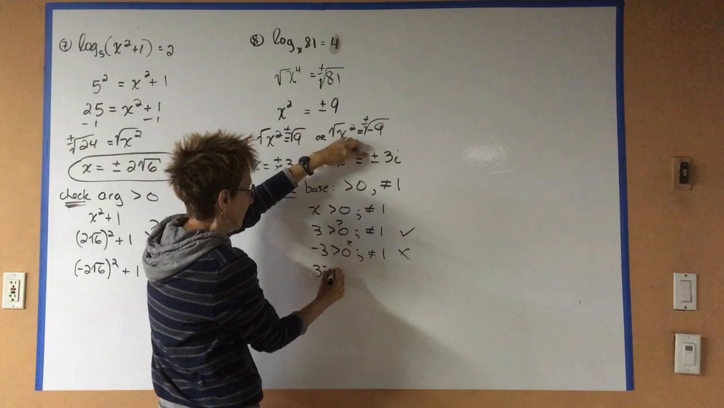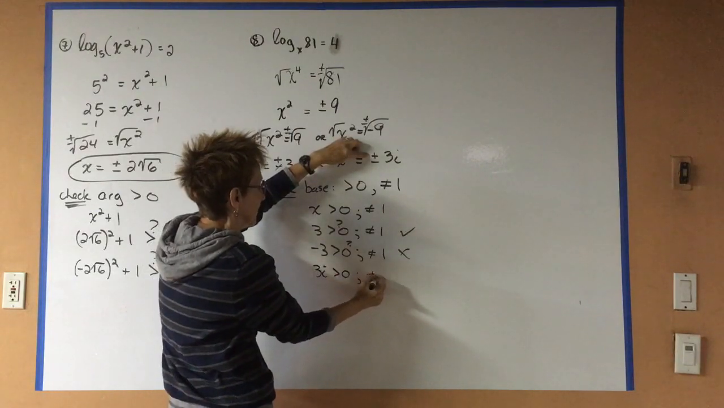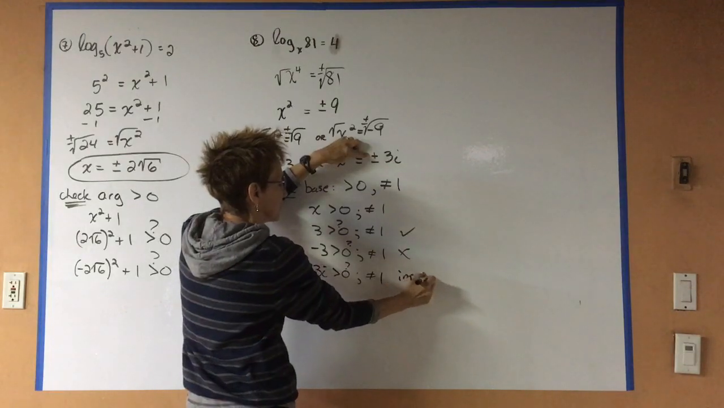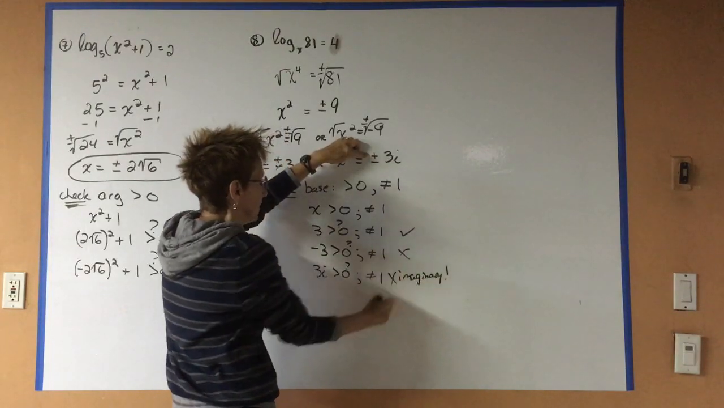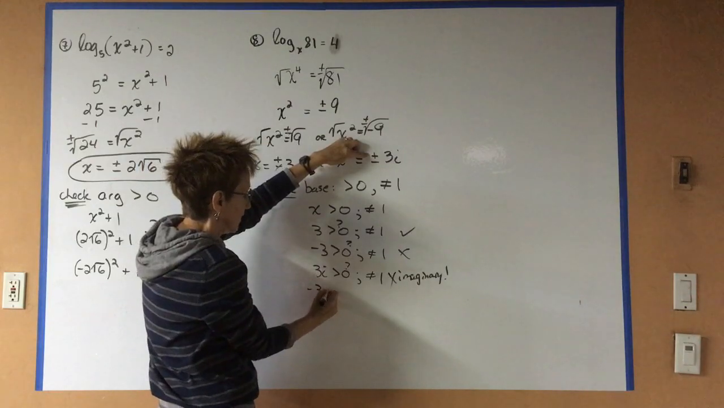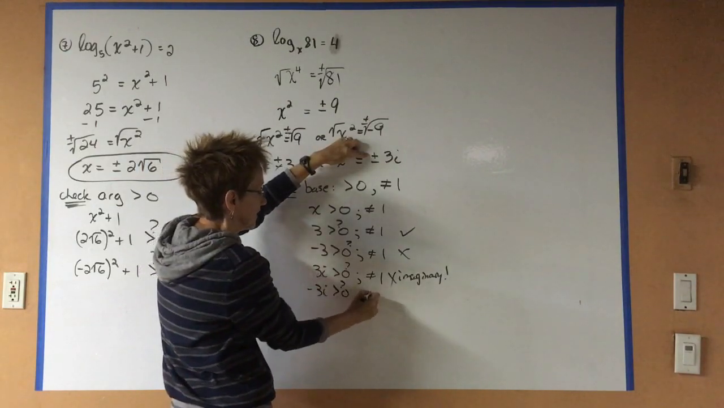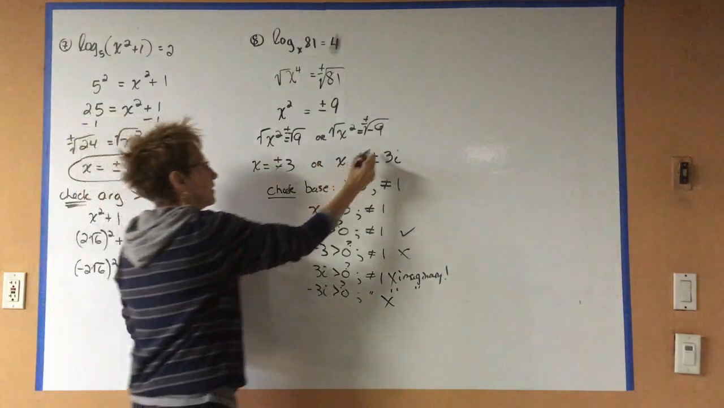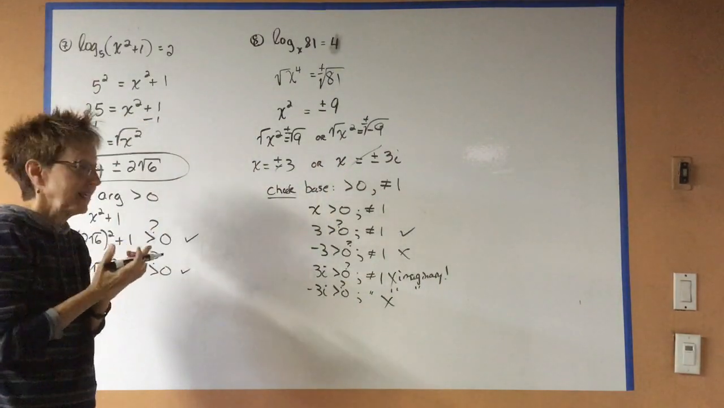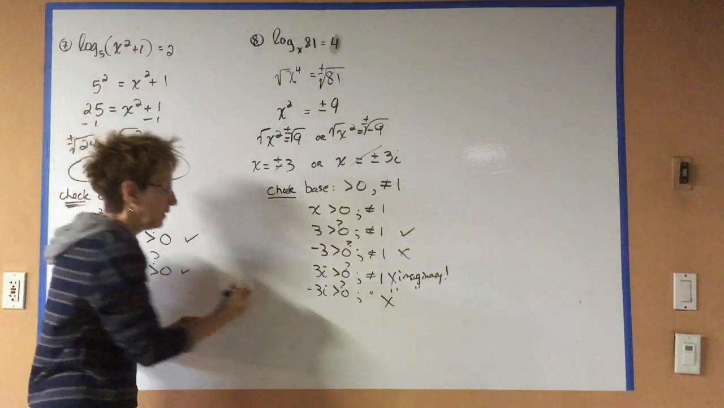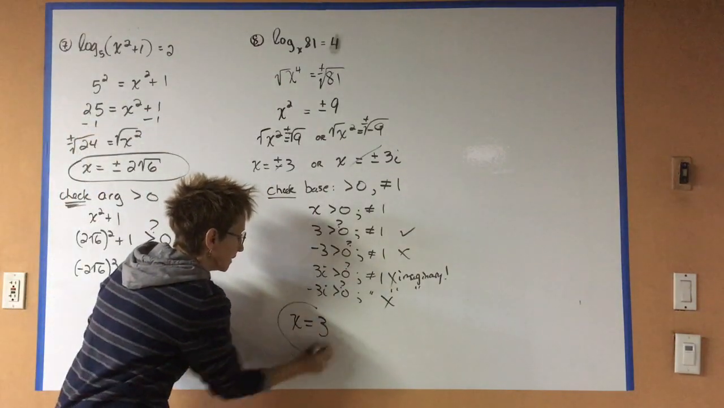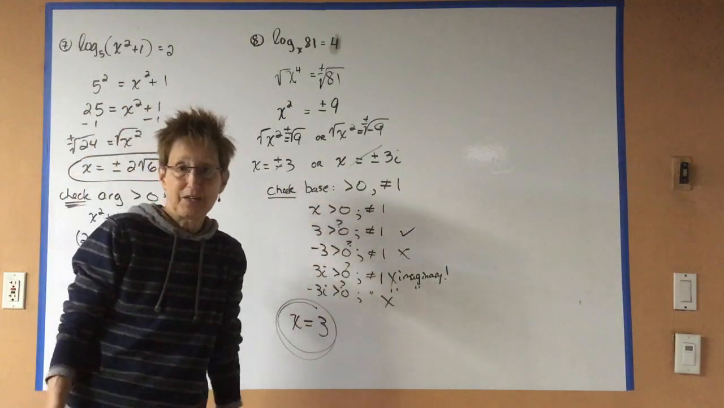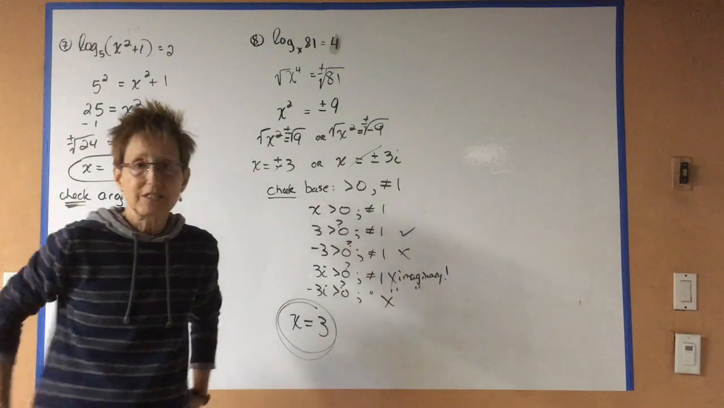3i, is 3i greater than 0, not equal to 1? Well, no, it's imaginary. So it's not even a real number, so no. And how about negative 3i? No, it's imaginary again. So no, it doesn't work either. So this is completely gone. So what's my only answer here? X is equal to 3. X equals 3. Only solution to this one. So again, I need to see that you checked it though, and that you're thinking about what the restrictions are on my answers here.